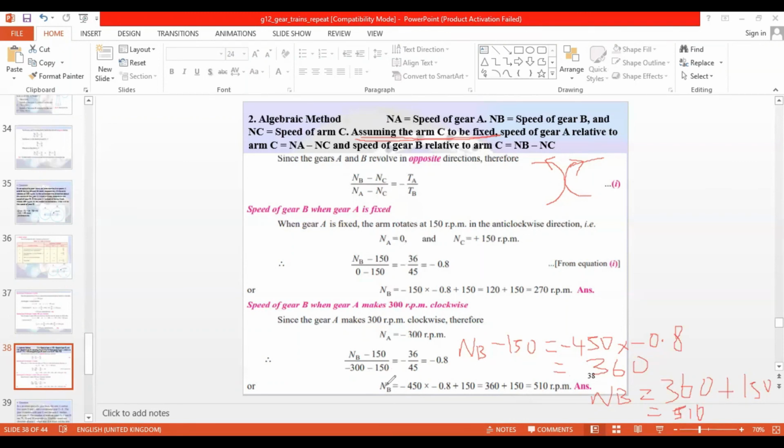So the speed of B when gear A makes 300 RPM clockwise is equal to 510 RPM anti-clockwise. You need to say the direction also. Since the answer is positive, that is anti-clockwise, 510 RPM. So this is how we solve the numerical in the algebraic method.